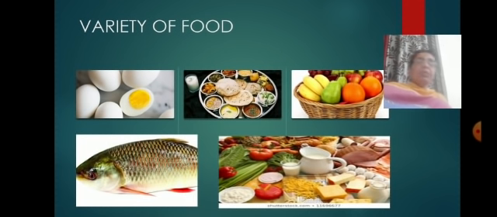So you have to write the definition of balanced diet in your classwork portion. You have to draw your favorite food in breakfast, in lunch time, in your dinner time. What do you like to eat? In the morning, in the afternoon, at night. You have to draw. Then you have to write some famous dishes of India.